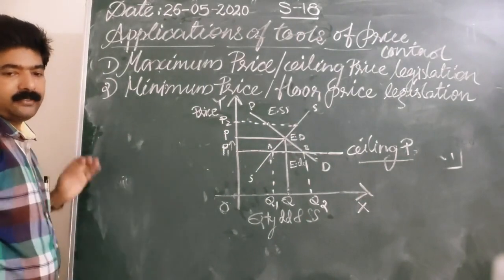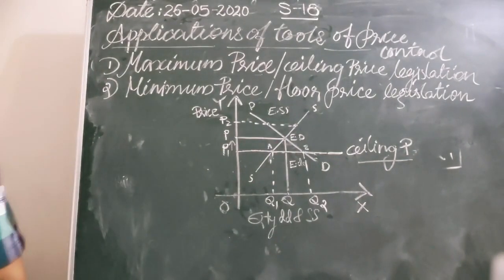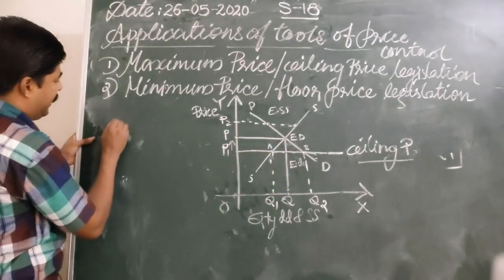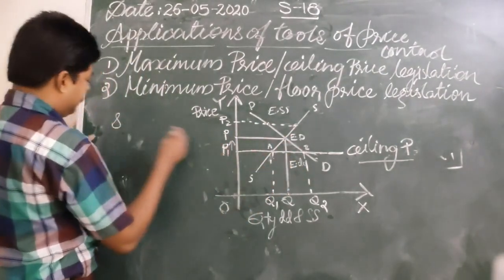Now ceiling prices you can understand from the diagram. The quantity supplied is Q1 and the quantity demanded is Q2. So can you say what the shortage is there? What would be the shortage there? The shortage is here. According to this diagram, you can write shortage because of excess demand.